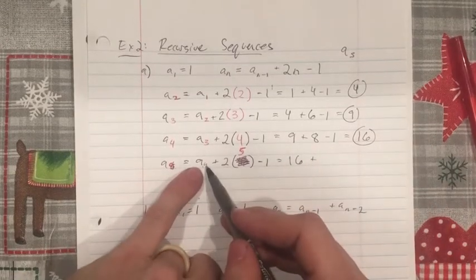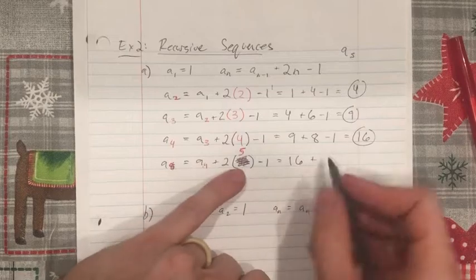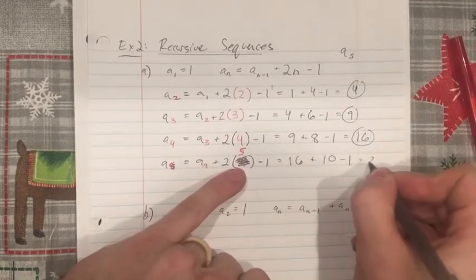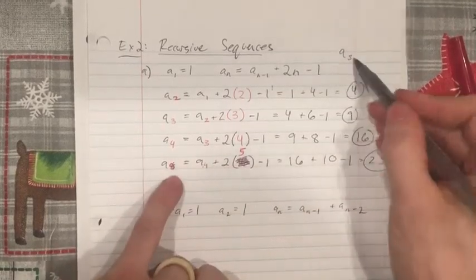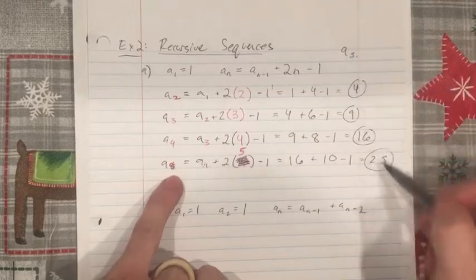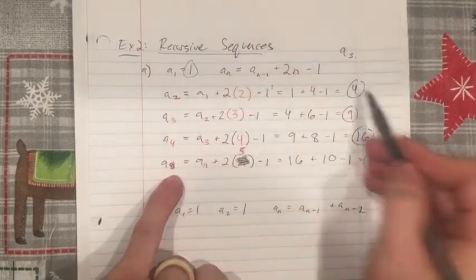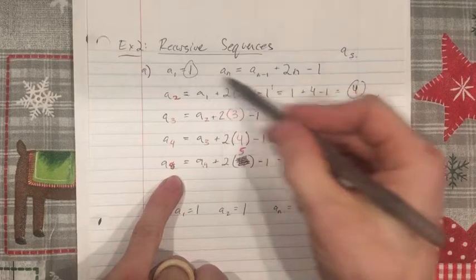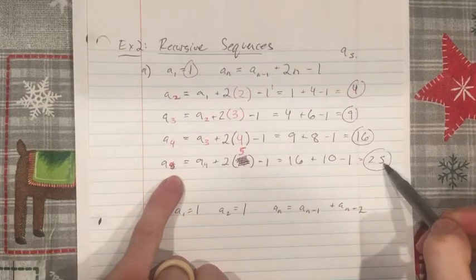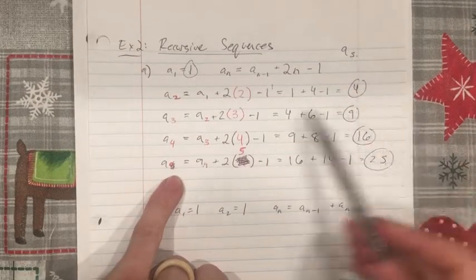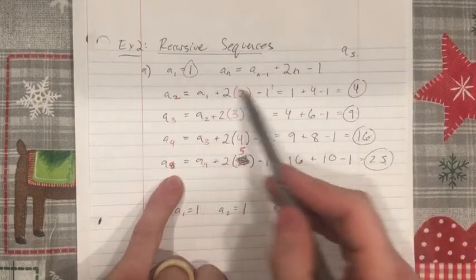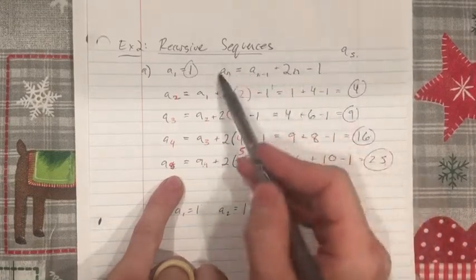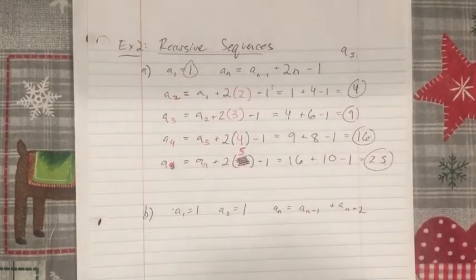A sub 4. We got 16 plus 2 times 5. That's 10 minus 1. We get 25. There's a sub 5. We did it. That's our goal. Hey, do you guys see a pattern? 1, 4, 9, 16, 25. These are the, anybody know? The square numbers. Wow. Interesting how we could generate the square numbers with this recursive sequence. Math is full of tasty little treats like that.